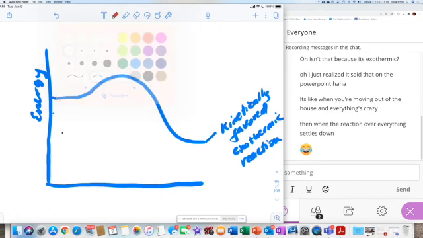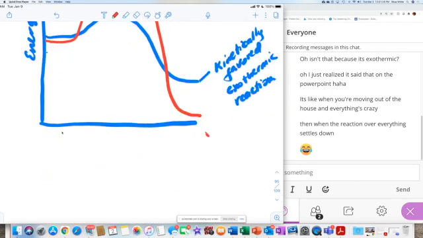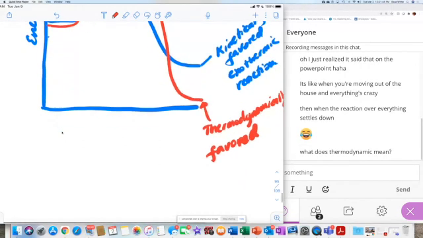Now I'm going to draw the thermodynamically favored version of this reaction. In a thermodynamically favored reaction, this is it right here. So this is thermodynamically favored. I almost didn't get that word out. I'm going back to my old way of spelling the word favored. Thermodynamically favored, exothermic, right?